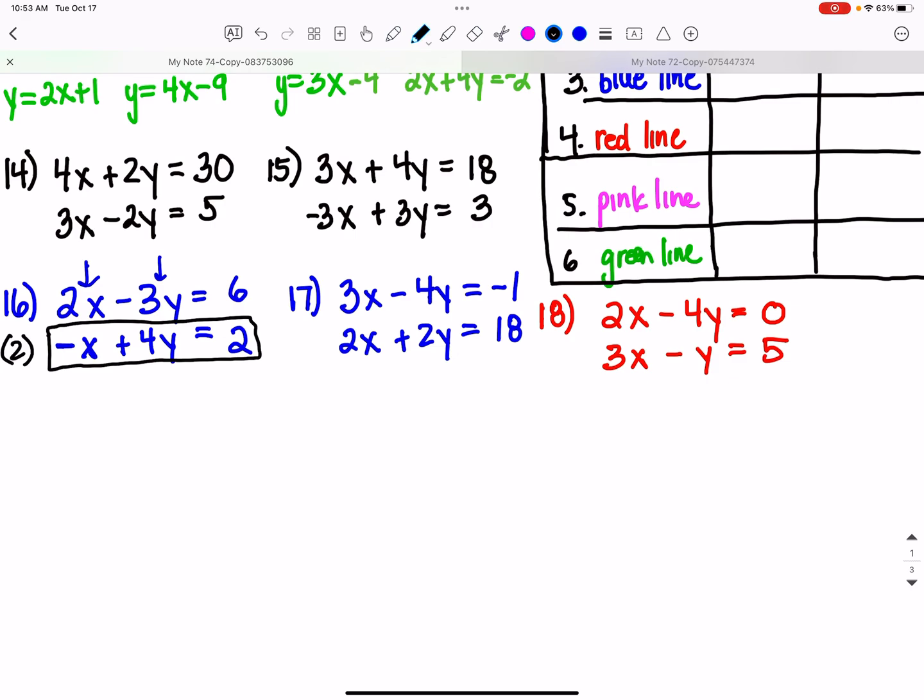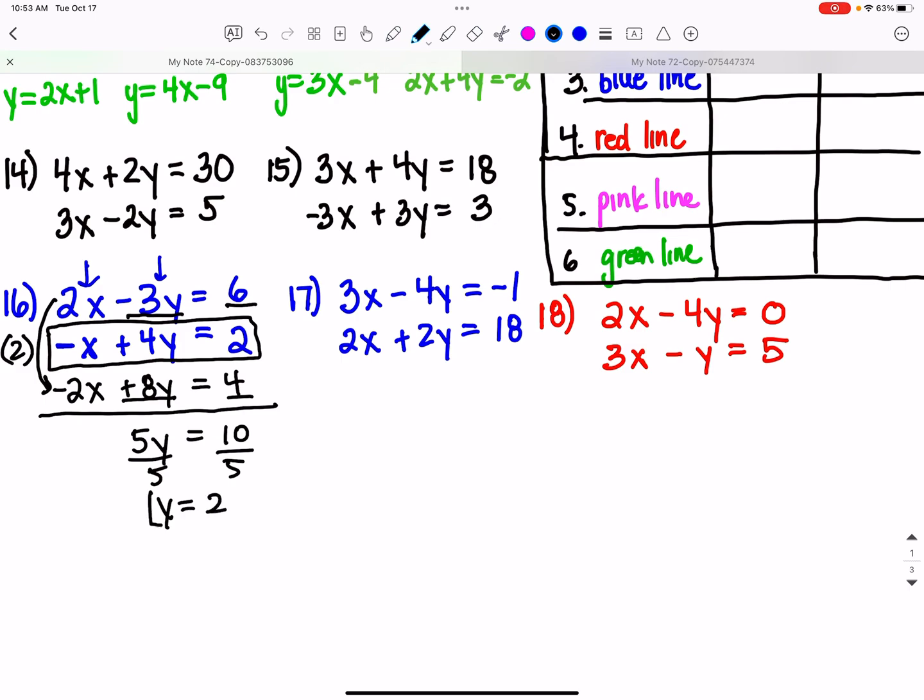Why am I going to make it twice as big? Let's see. Instead of negative 1x, now I have negative 2x. Instead of 4y, I have 8y. Instead of 2, I have 4. I just made everything twice as big. Why do I do that? Because now the x's do kill each other off. 2x kills off negative 2x, so now the x's are gone. Now we do negative 3y versus 8y is 5y. And we do 6 and 4 is 10. Top versus bottom, the 5. Y equals 2. All right, so we know that.